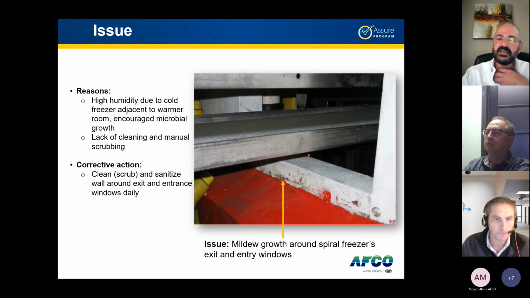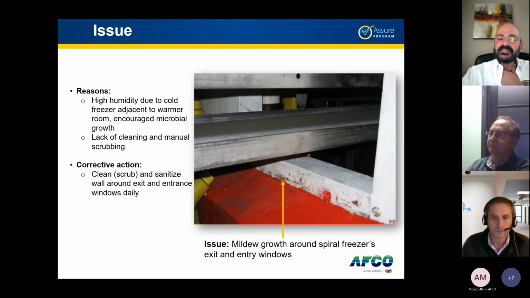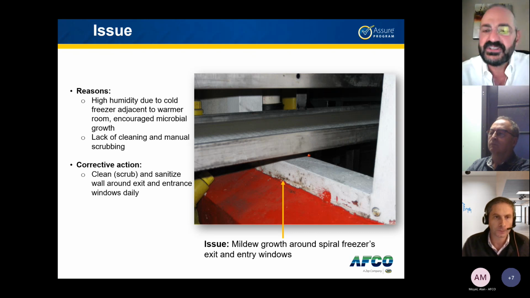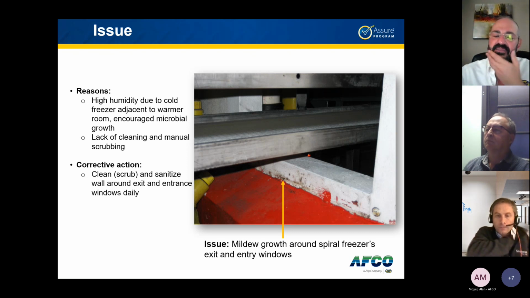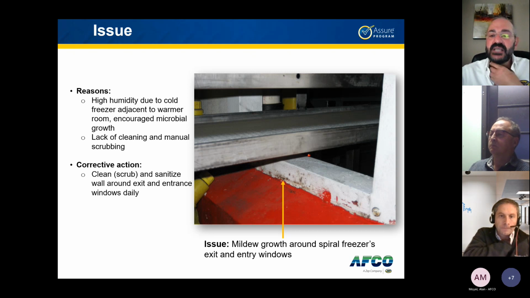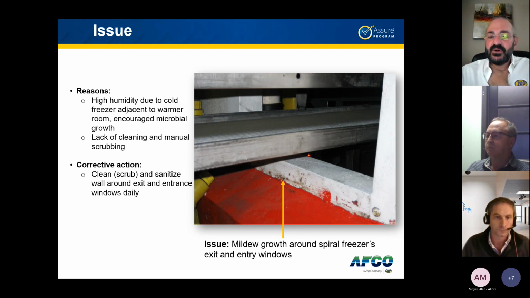Now we have here a spiral freezer exit or entrance, either way. The inside of the freezer is cold, and outside the freezer is warmer. Because of that, around the belt, in the window where the belt carries the food into or out of the freezer, you have windows. Because of the variance in temperature between the inside and the outside, water or humidity accumulates on the frame of that window, that exit or entrance.